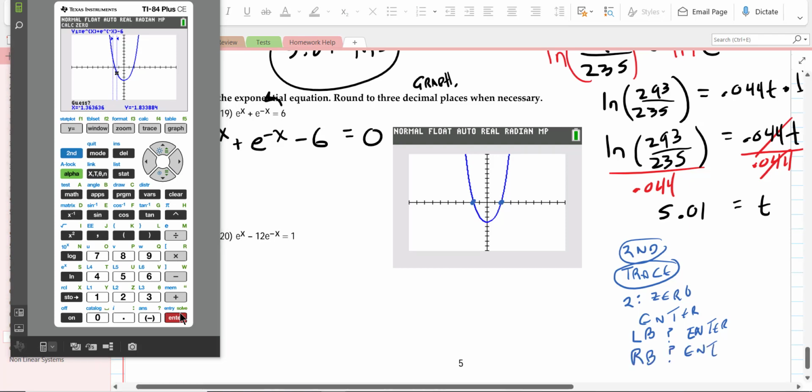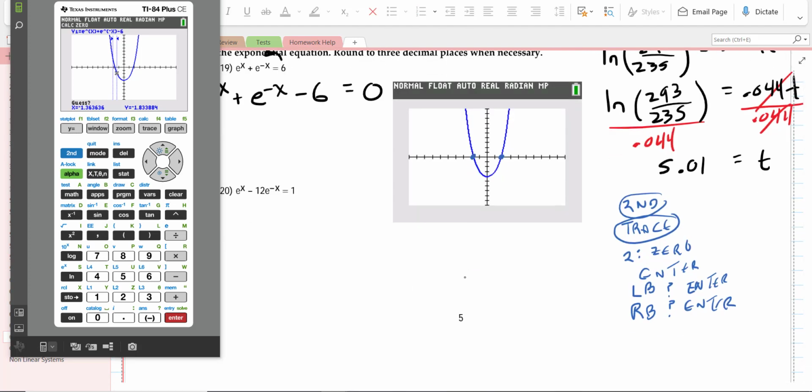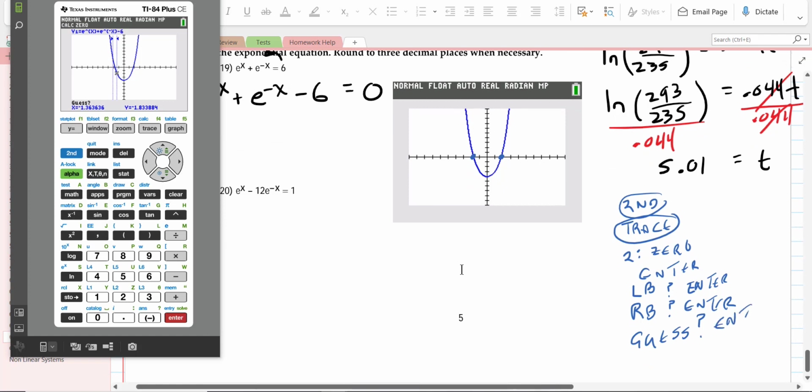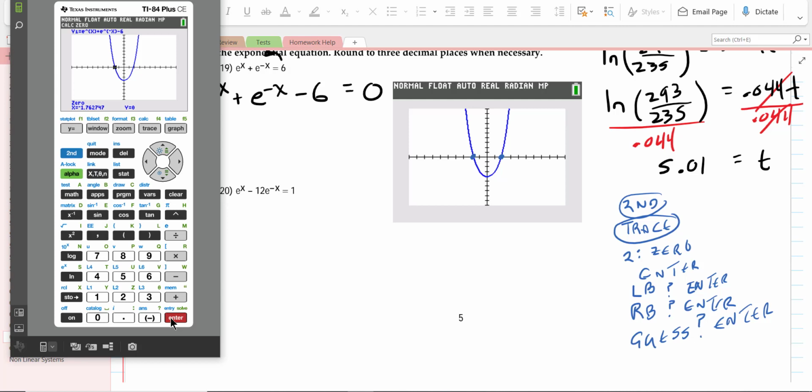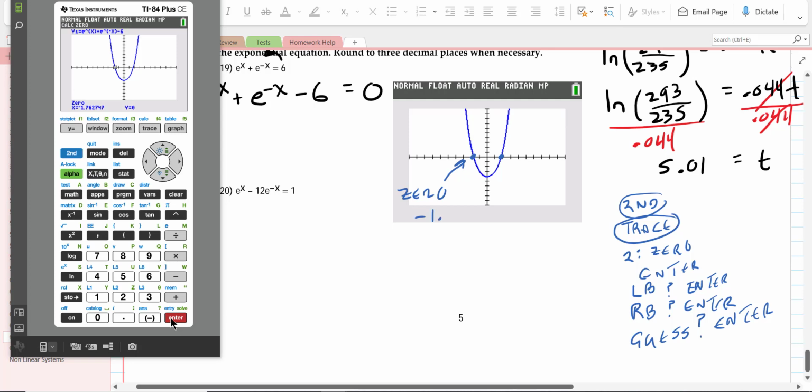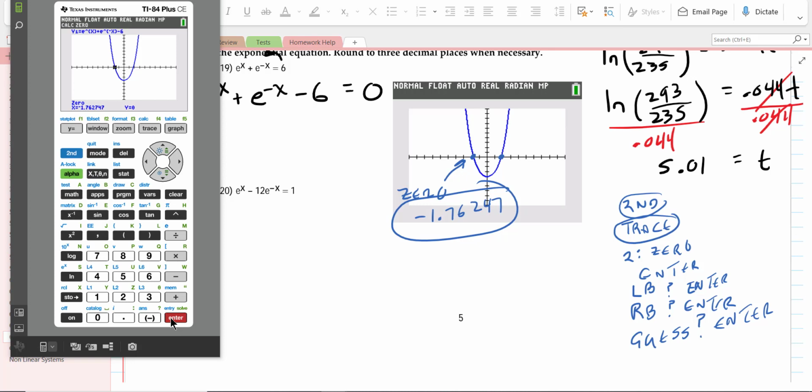You guys with me and what I'm doing? I'll do it another time on this next one. Now it's going to say guess. When we do guess on this, just press enter. If you're following all this, press enter, and it's going to give you that 0. So that 0 is negative 1.76247. That's one of the answers to that equation. And see, the thing is y equals 0. That's why we set one side of that equation equal to 0.